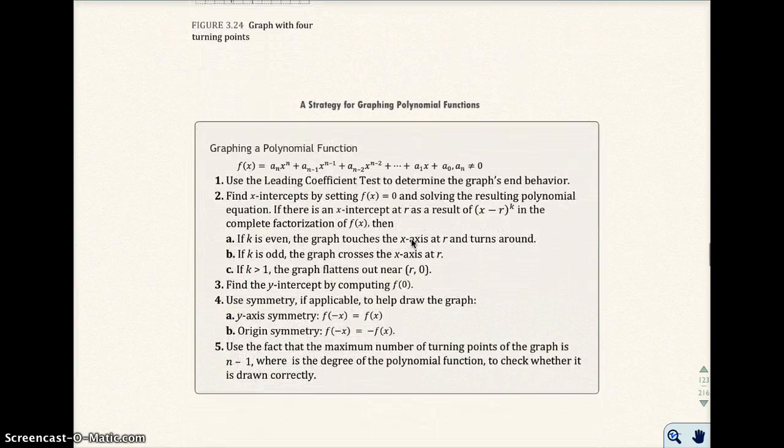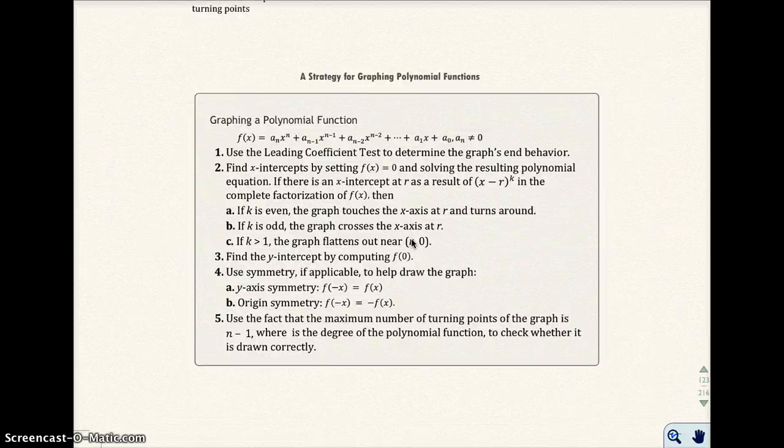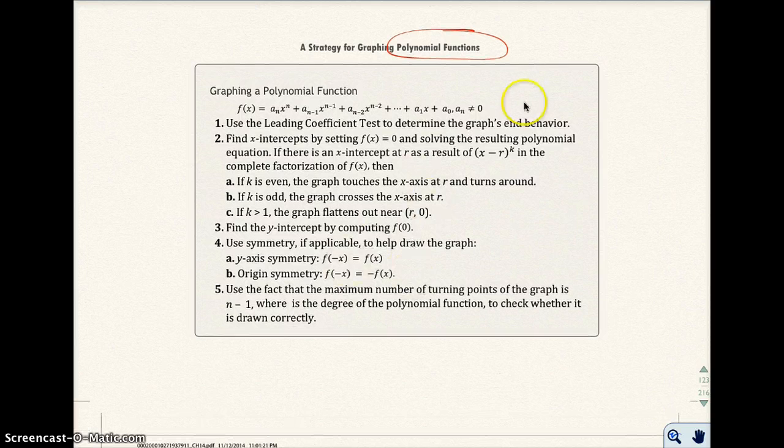Okay, let's talk about how to graph polynomial functions. We spent the last section graphing quadratic functions. Now we're going to talk about polynomial functions. This is anything basically where the degree is 3 or more for your polynomial. First of all, you want to use the leading coefficient test to determine the graph's end behavior. Does it rise? Does it fall? Left? Right? And so on. So the end behavior. You can look at that little chart that we had there.